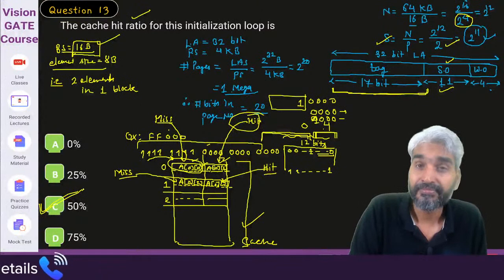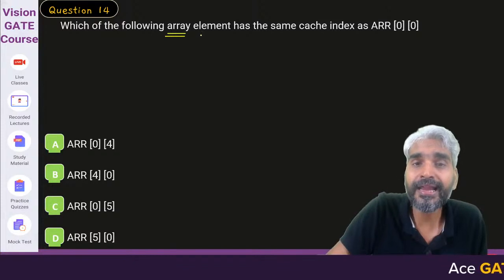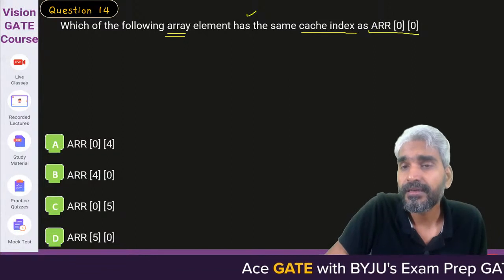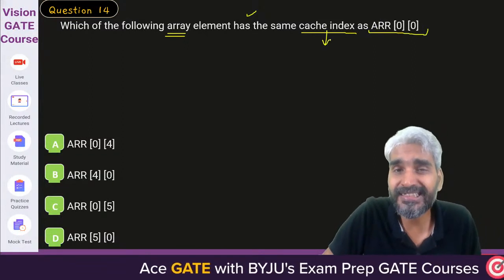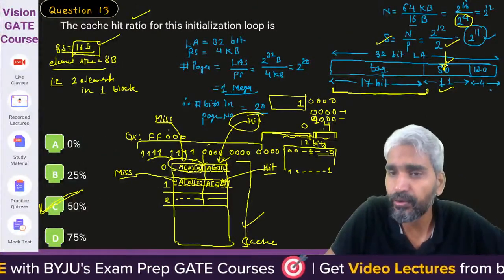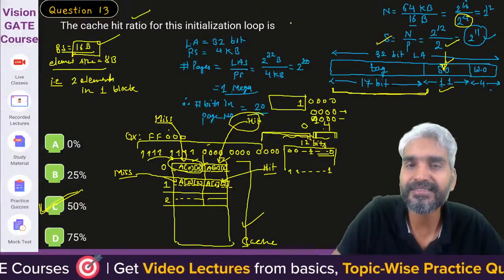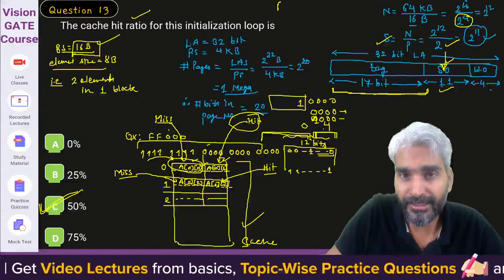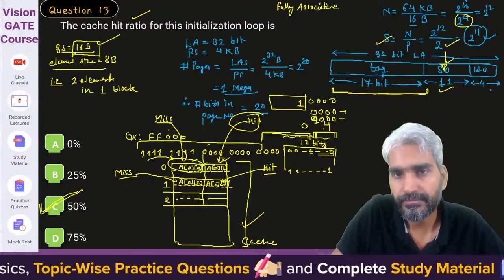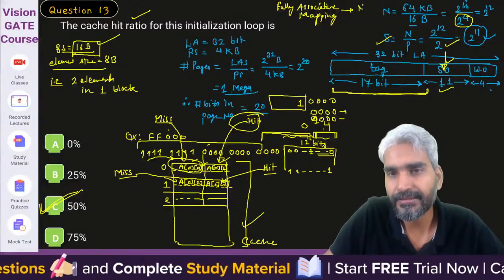Okay, done. The next question is, which of the following array elements has the same cache index as A00? Cache index means the cache is indexed based on the set offset value. Please try to understand. In direct mapping, and in fully associative mapping, if you remember, in fully associative mapping there is no index.